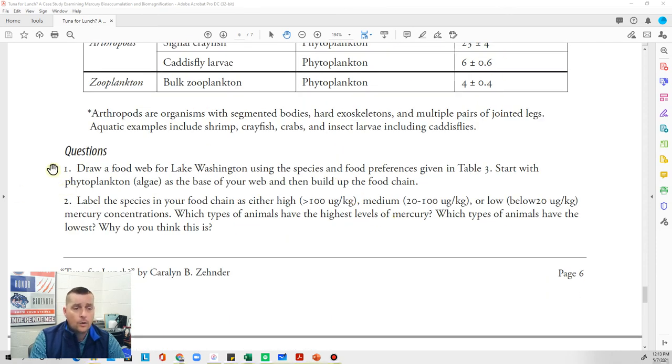And then finally, I want you to do questions 1 and 2 here, drawing the food web. Okay, you can go back in the video, and maybe I'll make that presentation that I was looking at available to y'all on Schoology. But you're going to draw a food web for Lake Washington using the species that you see there, showing how mercury is moving up through the food chain, okay? And then you're going to label the species as either having high concentrations, medium concentrations, or low concentrations. And then you're going to answer this question: which ones have the highest levels of mercury, which ones have the lowest, why is that?